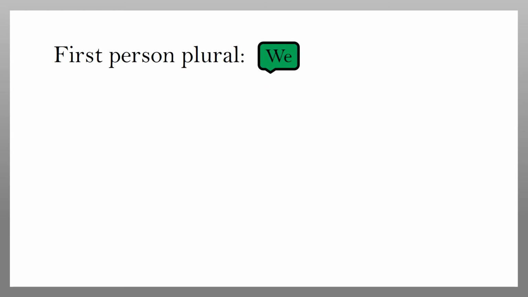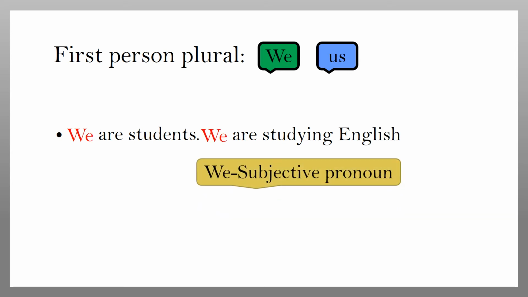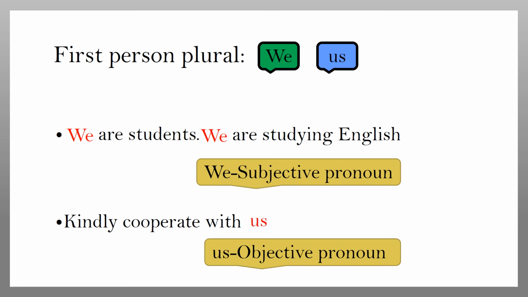Under first person plural, how we and us are used as a pronoun. Let's see the example. We are students. We are studying English. In this, we is used as subjective pronoun because it is in the position of subject. Next, see the example. Kindly cooperate with us. In this, us is in the position of object. So, it acts as objective pronoun.